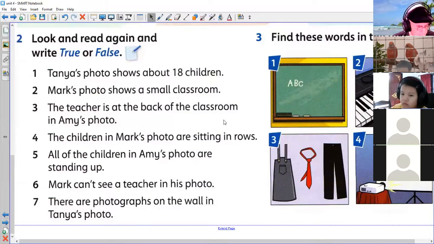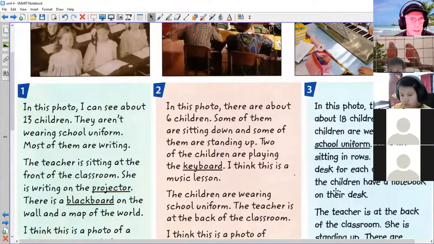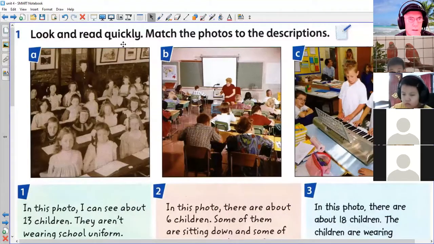Tara, you do it. You were first. Tara? There are photographs on the wall in Tanya's photo. Is that true or is that false? True. Tanya's photo is photo A, isn't it? And that is true. You can see the photographs here. Right. Well done.